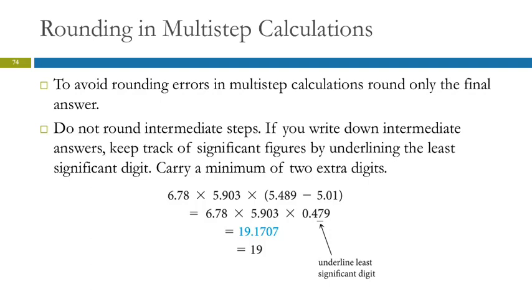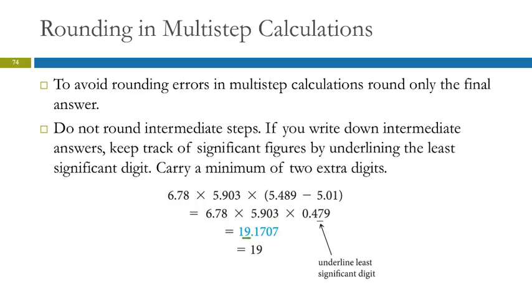But I'm going to write the 9 down and keep that in the calculation so I don't get any rounding errors. When I do the multiplication now of the 6.78 and the 5.903 and the 0.479, this one has 2 significant figures, the 4 and the 7. This guy is just along for the ride. So 2 sig figs, 4 sig figs, 3 sig figs. Calculator shows me this. I have to round it off to 2 significant figures. Because for multiplying and dividing, it's the fewest number of sig figs. Adding and subtracting, fewest number of decimal places.